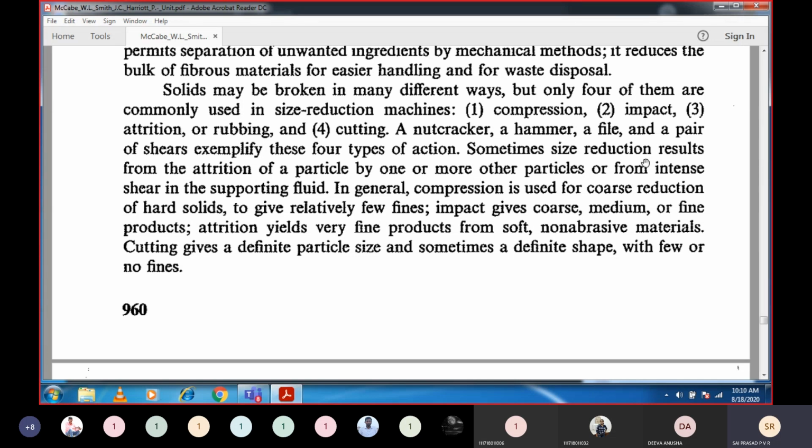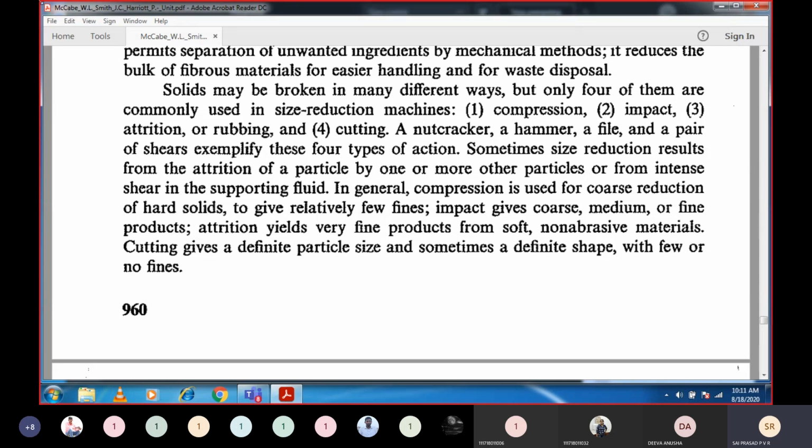Some size reduction results from the attrition of the particles by one another. Each and every particle is pushing the others one by one, and because of it, size reduction is taking place. Why are they pushing? Because they are in a fluid which is moving with a high velocity. So we have an equipment called a fluid energy mill, which is used for the creation of very small sizes.